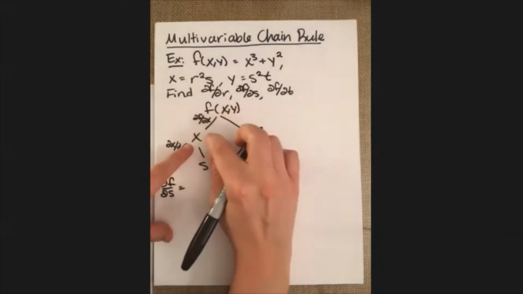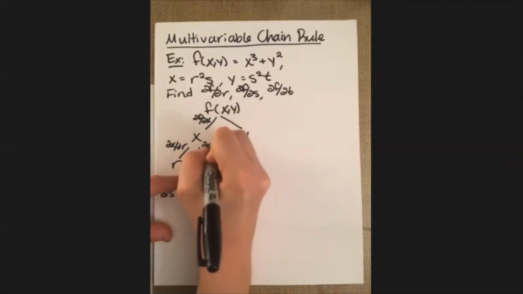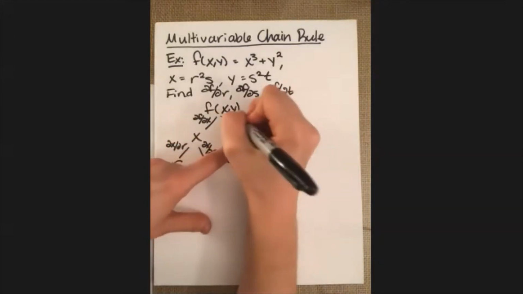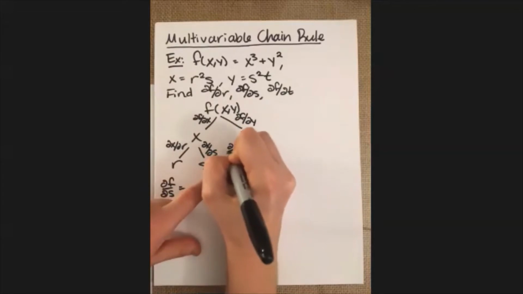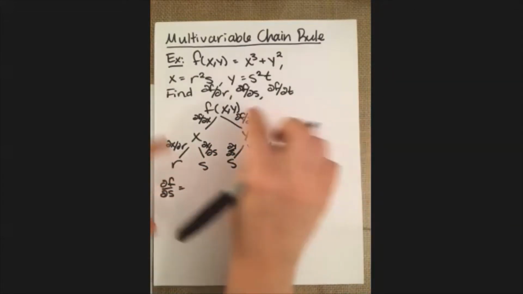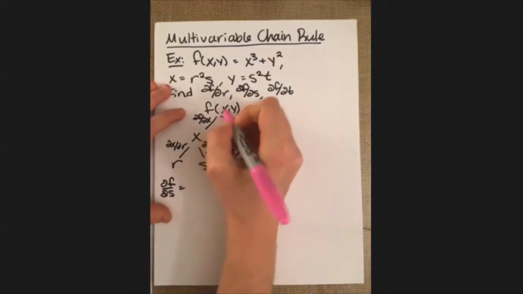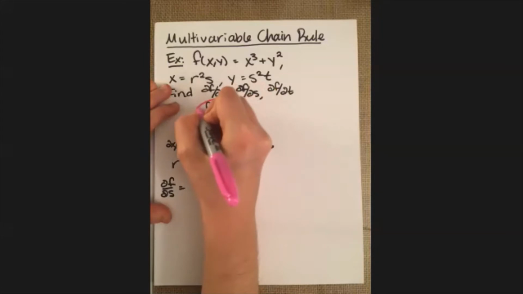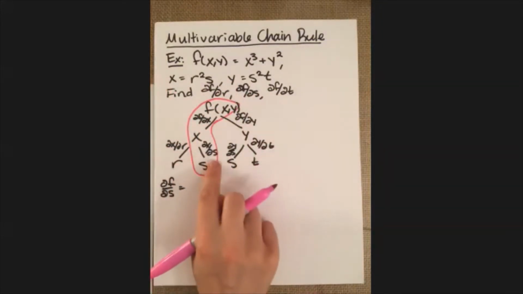And then this line right here says, okay, a change in x had to come from a change in s. So we can put dx ds here. And then similarly, df dy here, dy ds here, and then dy dt here. So these are all partial derivatives that correspond to each of these relationships. And if we want to find df ds, all we have to do is start at f and then make a path that goes down to s. And we actually want to find each path that goes down to s.